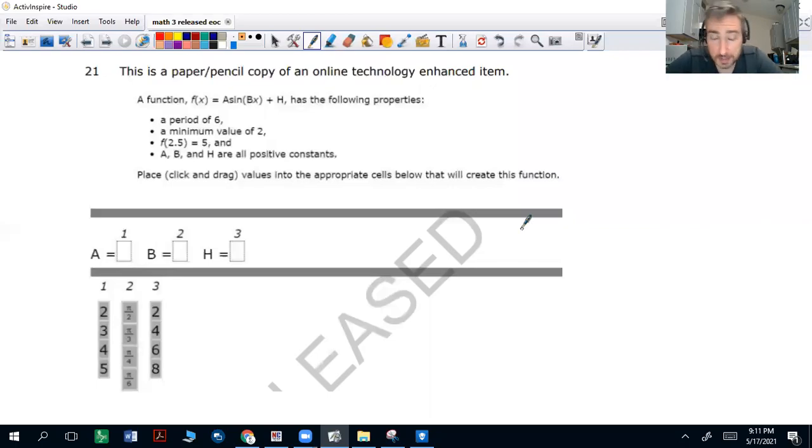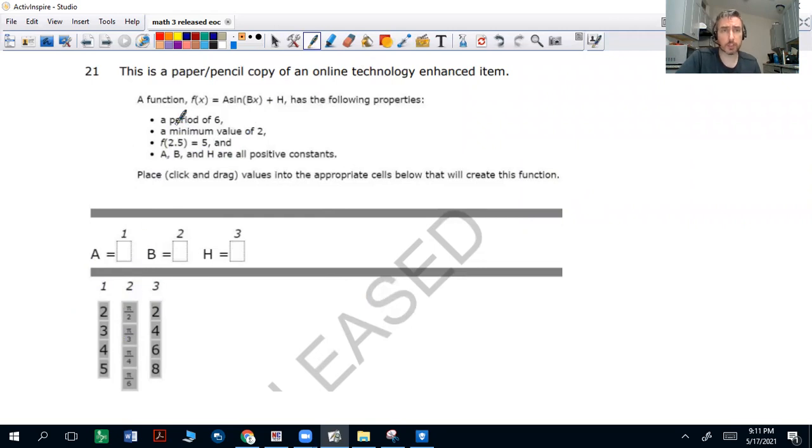Okay, 21, this is a tricky problem. It says a function f of x equals a sine of bx plus h has the following properties: a period of 6, a minimum value of 2, f of 2.5 equals 5, and we know a, b, and h are all positive constants. So I have a lot of drag and drop options here.